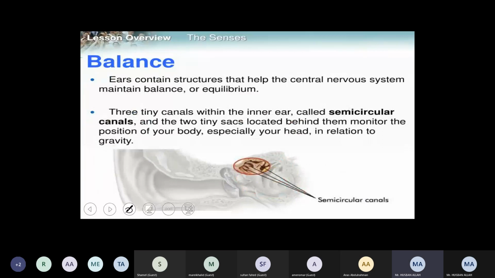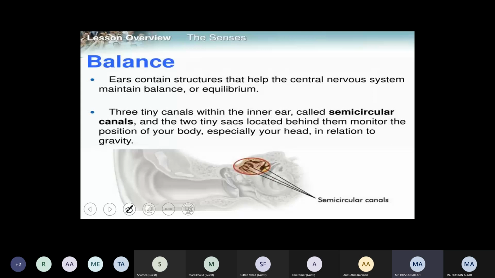Now the next point we have here is about balance, right? The ears contain structures that help the central nervous system maintain balance, or equilibrium, in the body. Three tiny canals within the inner ear are called semicircular canals. How many canals do we have? We have three semicircular canals.